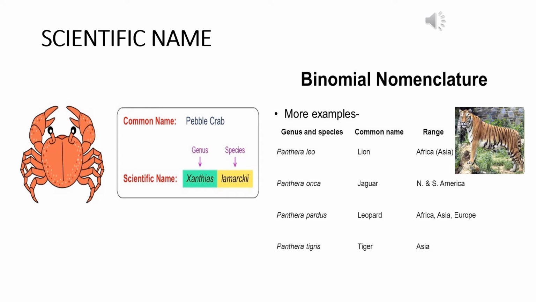In case when the scientific names are printed in books, they are printed in italics. When we write the scientific name in our handwriting, we have to underline the genus and the species separately. That is the rule of writing the scientific name by binomial nomenclature.